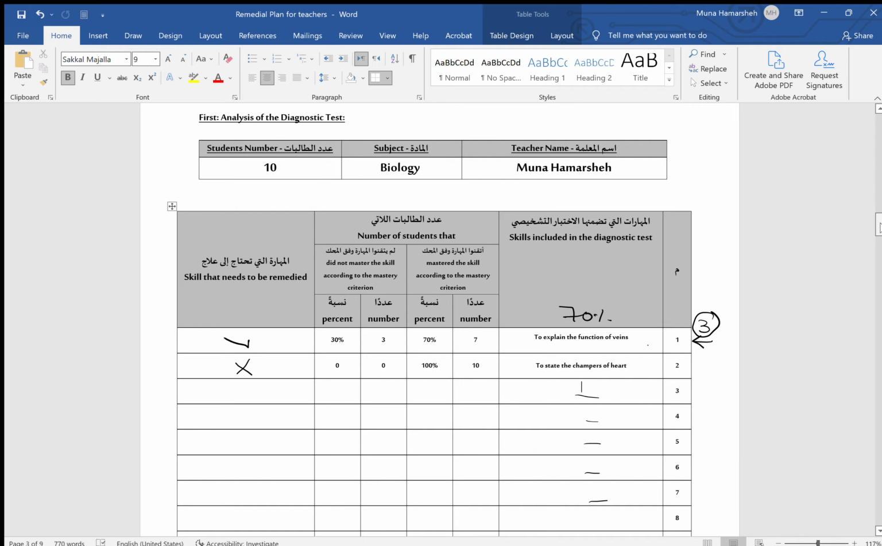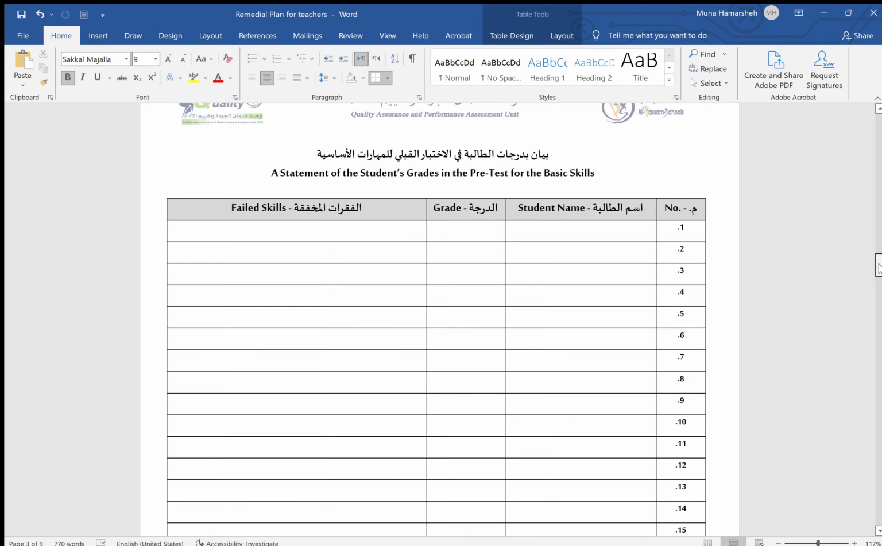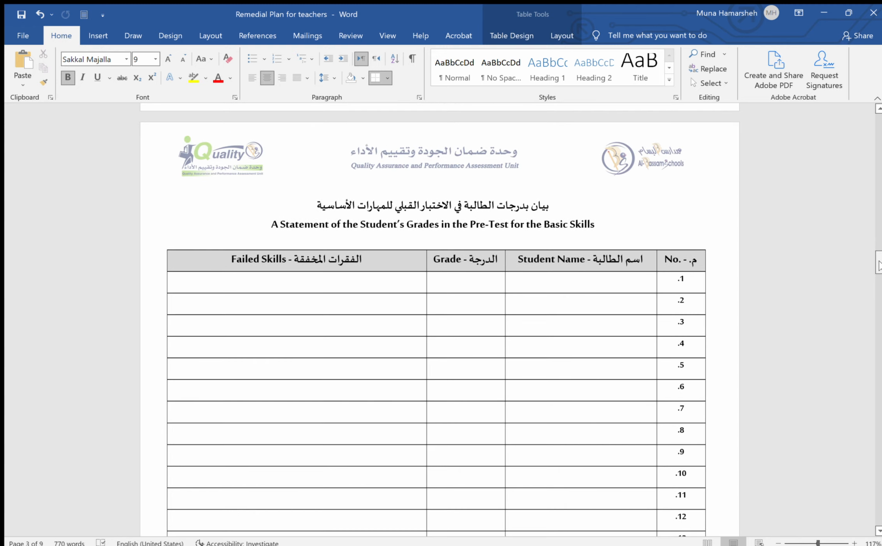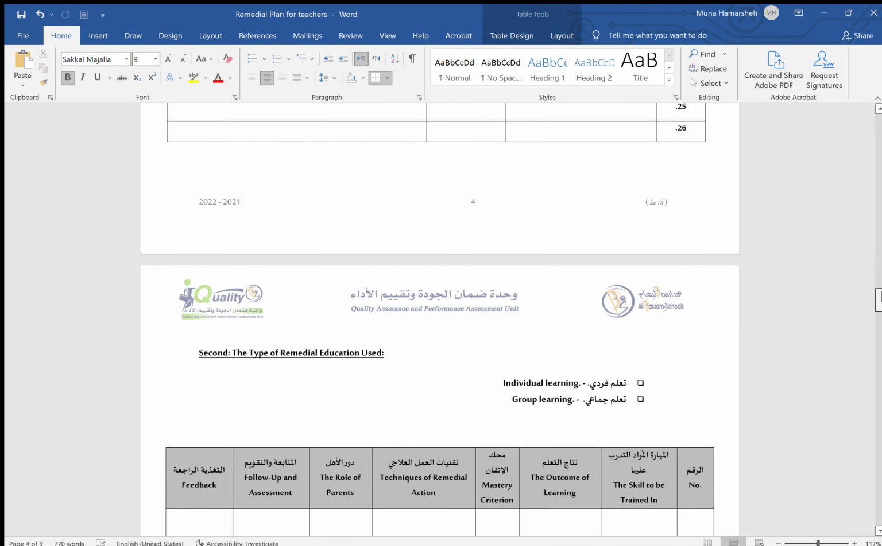Okay? To the next page, which is this page. It's a normal page. It does not need any explanation from us. You will list down the names of the students with the grades or the marks they got, and then the skills that they did not master. You will write down the number of the skill: 1, 2, 3, 4, 5, whatever the skill was.